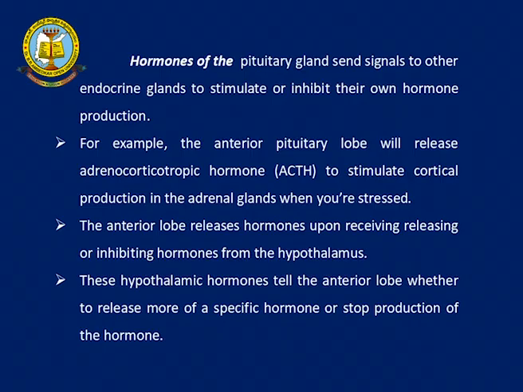So, the example is the pituitary gland releasing adrenocorticotropic hormone, ACTH, to stimulate cortisol production in the adrenal gland when we are under stress. When we feel stress, the ACTH hormone is released. This is completely related to the releasing hormone of the anterior pituitary lobe.